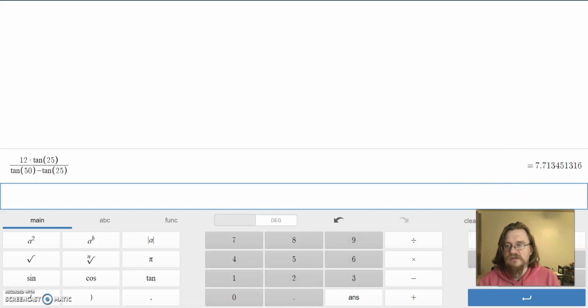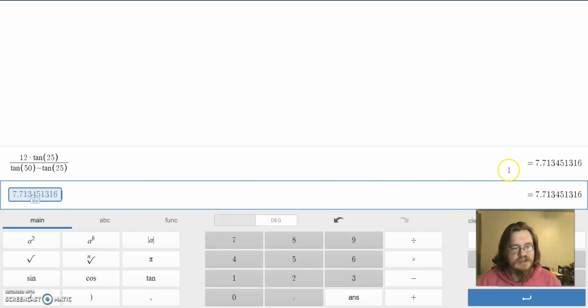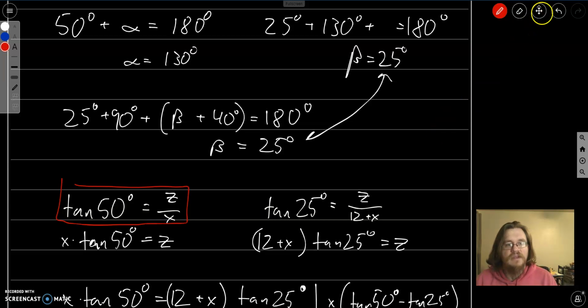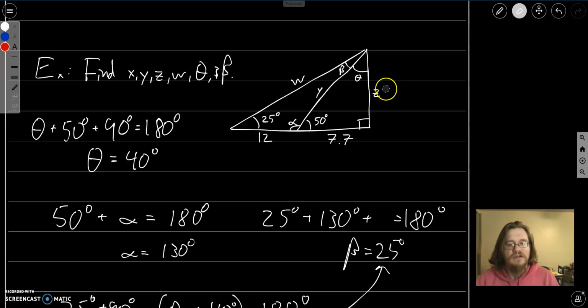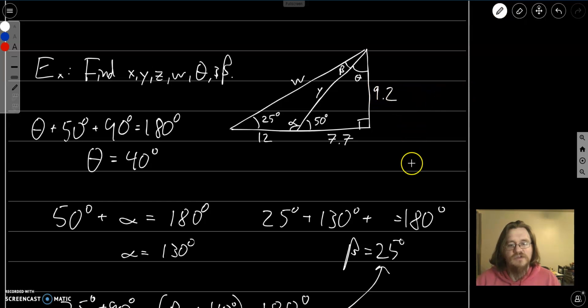One of the powers of Desmos is I can just take this answer, that same one, and I can take this times the tangent of 50 degrees. And if I hit enter, I get 9.1925. So if I round that to a tenth, it's going to be 9.2. And we're slowly starting to fill this in.